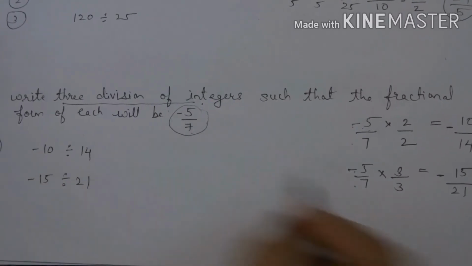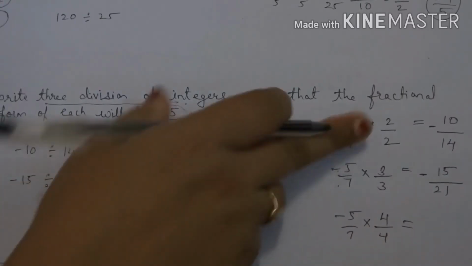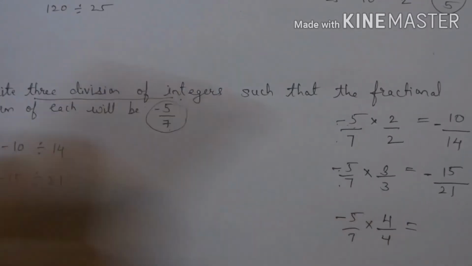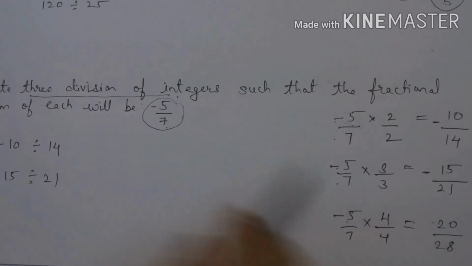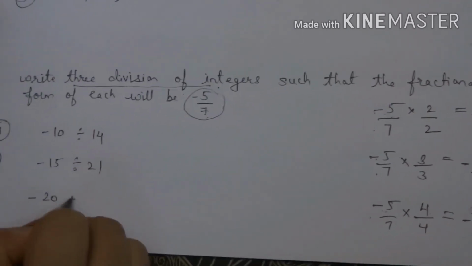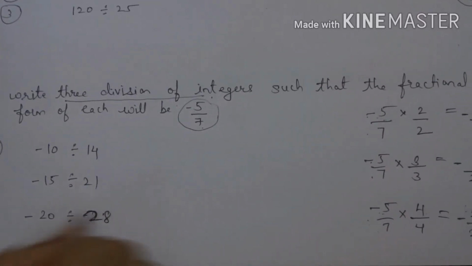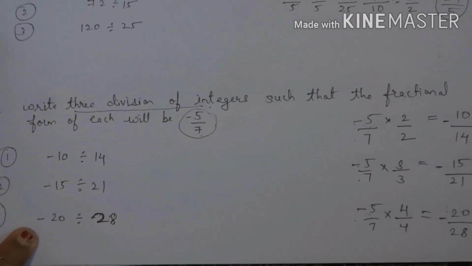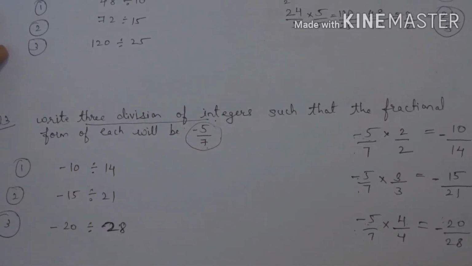One more we want. Take the same fraction. Now you will multiply by 4. Any number you can take. I have taken 2, 3 first. You can take 8, 7, 6, whatever you want. 5 4s are 20, 7 4s are 28. Sign minus plus minus. So the answer is minus 20 divided by 28. So these are the three divisions of integers. If they are reduced, you will get this form, minus 5 upon 7.